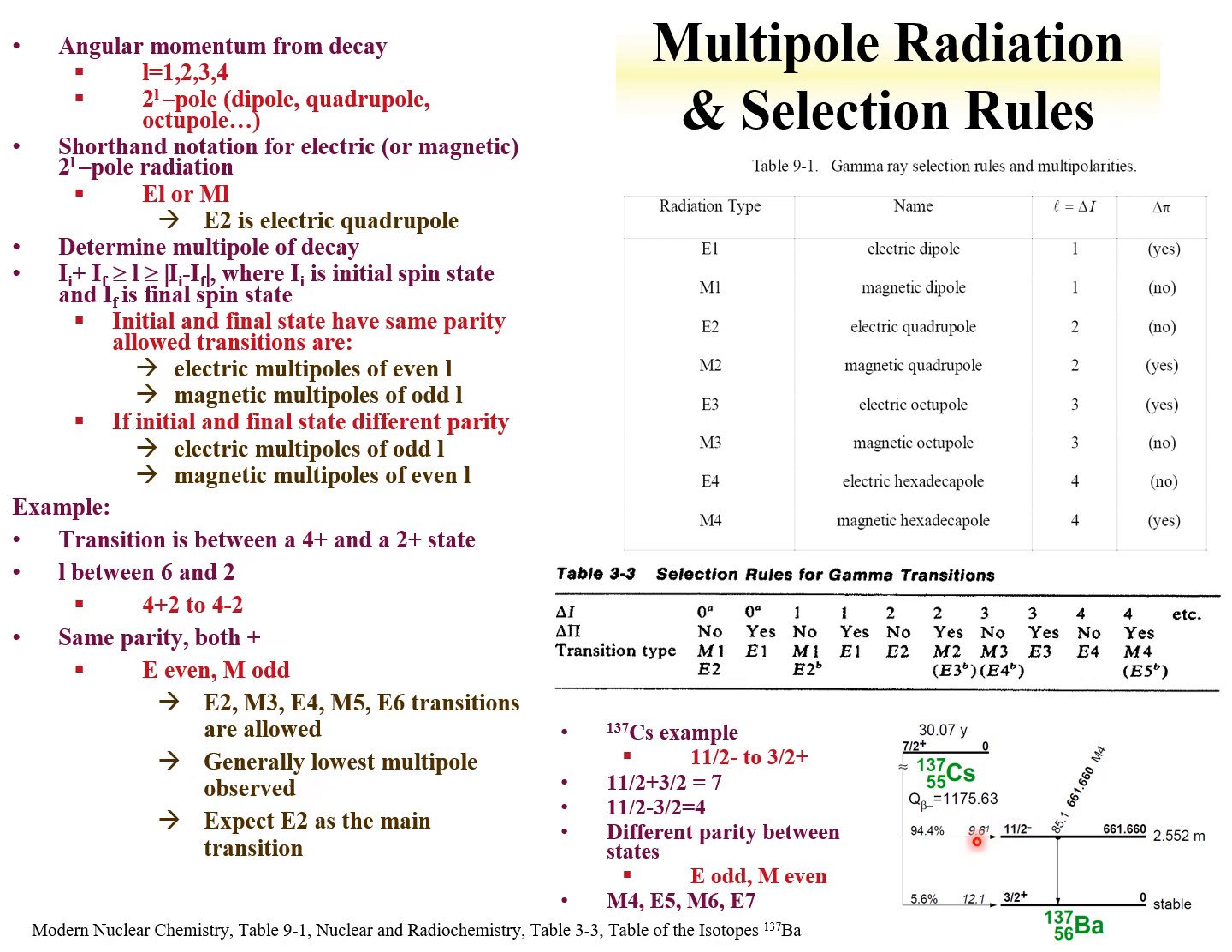So 11/2 plus 3/2 is 7. 11/2 minus 3/2 is 4. The states are of different parity. So the electric multipoles will be odd L, and the magnetic multipoles will be even L. It goes through 4, so it'll be M4, E5, M6, E7. And as we saw, M4 is the lowest, and that's the value that's listed right here on the table of the isotopes.